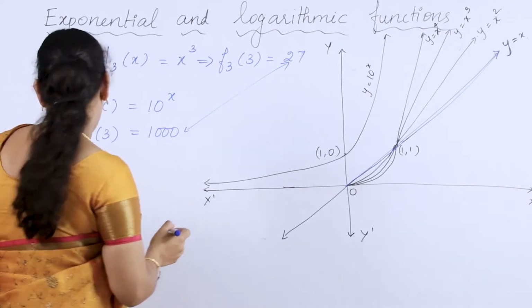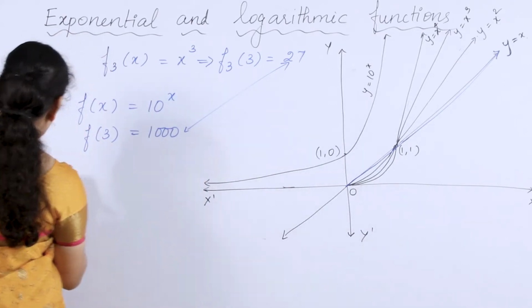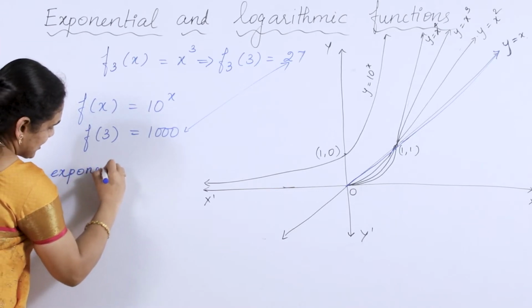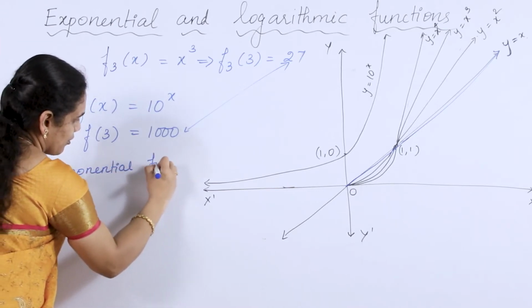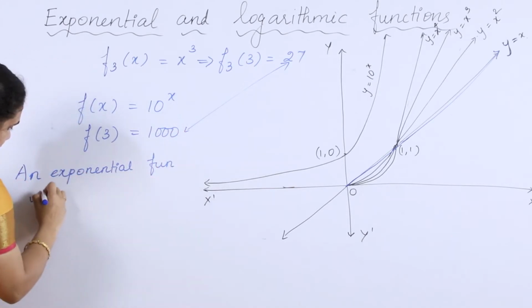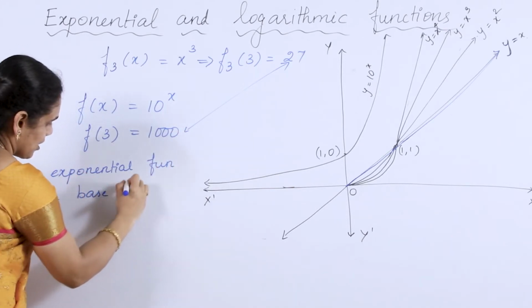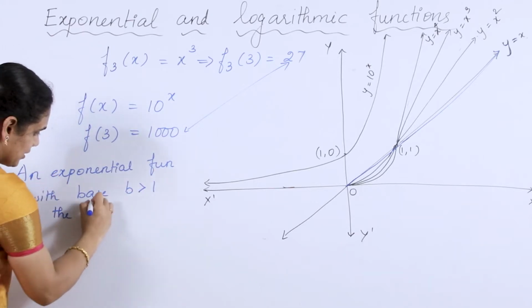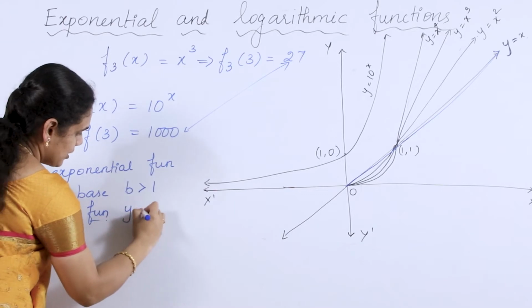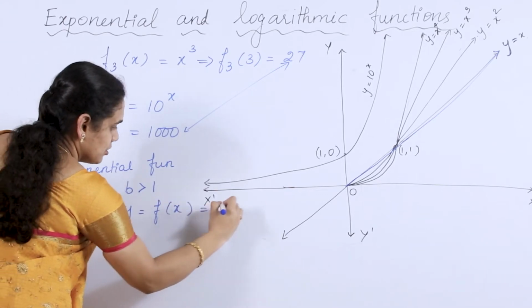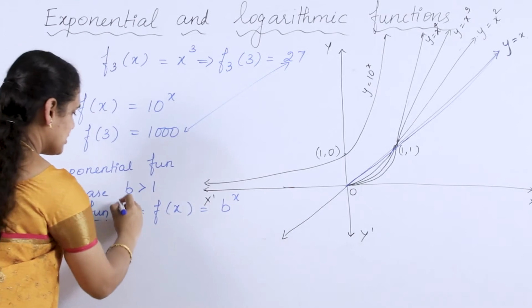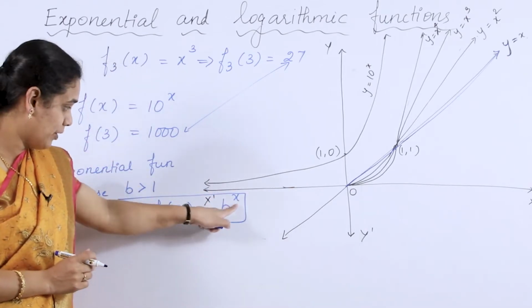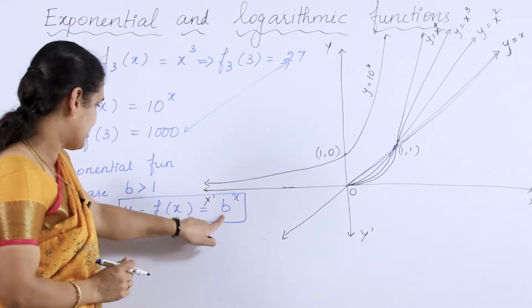Now we can define the exponential function. An exponential function with base b greater than 1 is the function y equal to f(x) equal to b to the power x. Okay, this is called an exponential function. y equal to f(x) equal to b to the power x. This is called the exponential function.